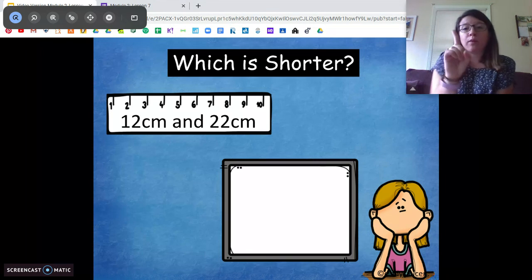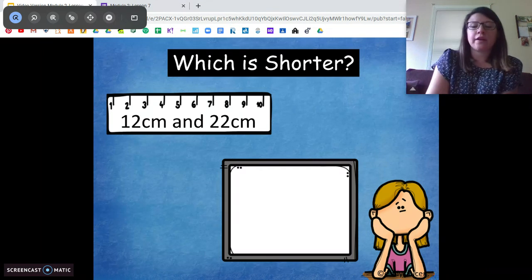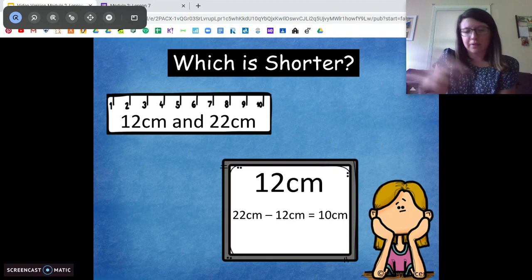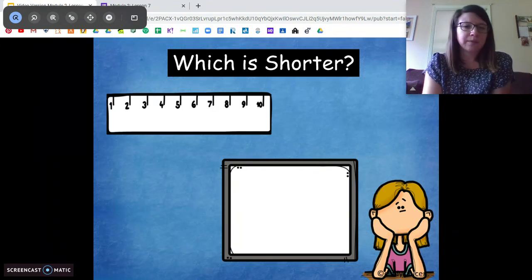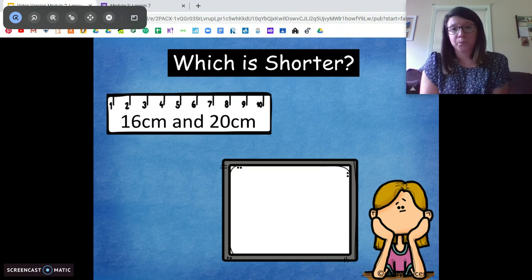Ready? Okay, step 1, which one is shorter? 12 centimeters, good. And our subtraction sentence is 22 centimeters minus 12 centimeters equals 10 centimeters. Very good. Try the next one. 16 centimeters and 22 centimeters. Pause. I want which one's shorter and a number sentence. Go.